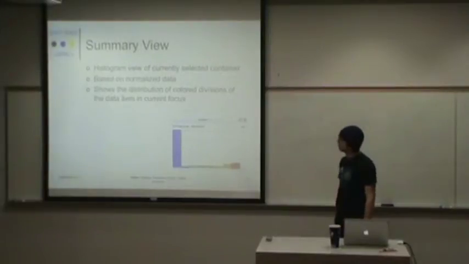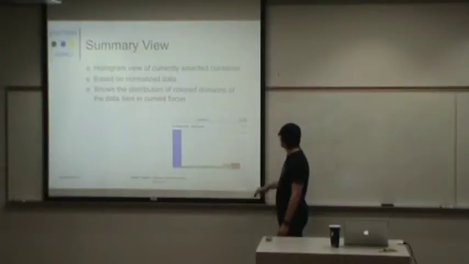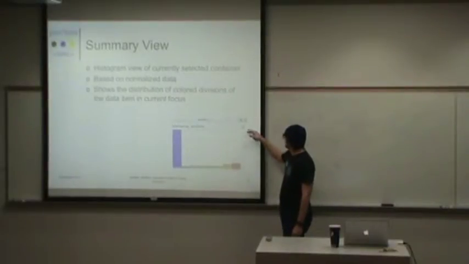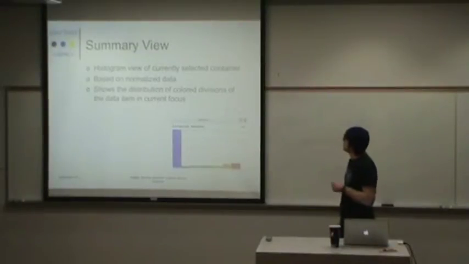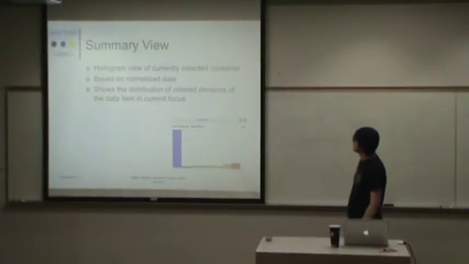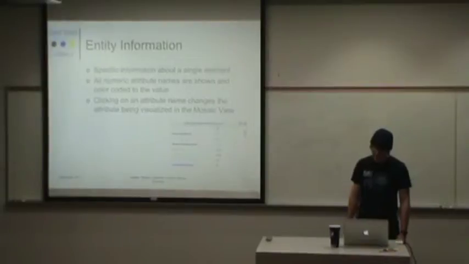The summary view has a little bit more information. It's like a histogram, obviously, of the selected container. So it shows how many of each bin you have based on the normalized data. You get a quick view of the distribution of how much of each level you have in the data you're looking at.